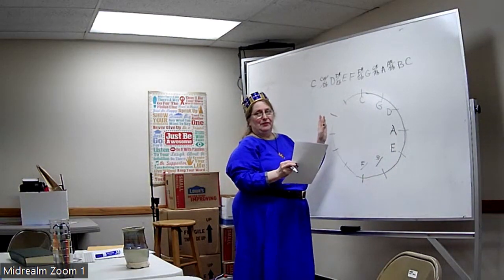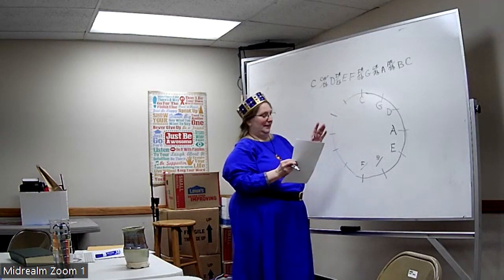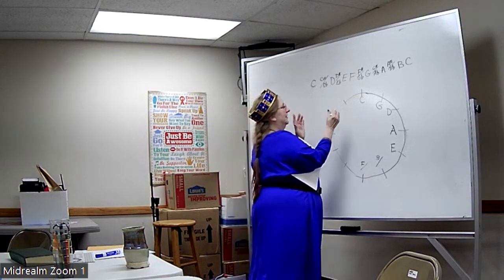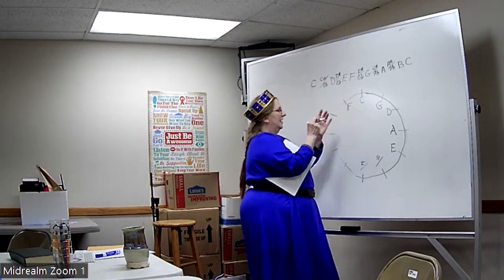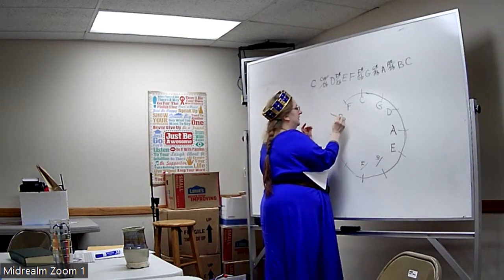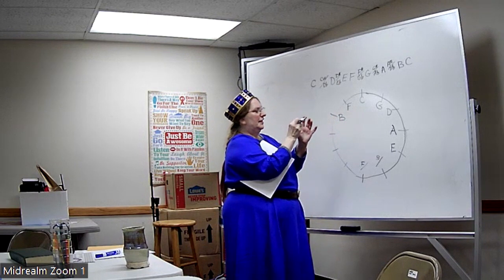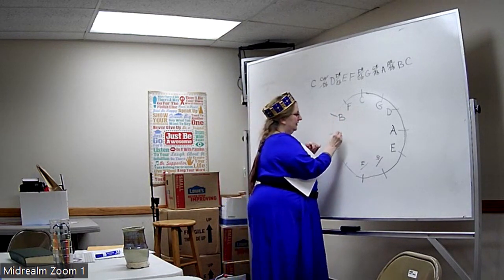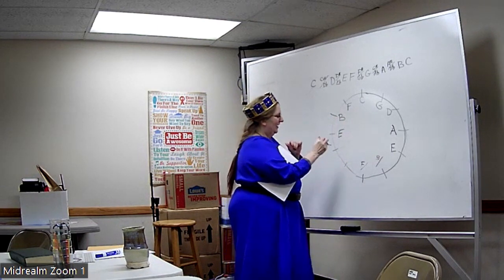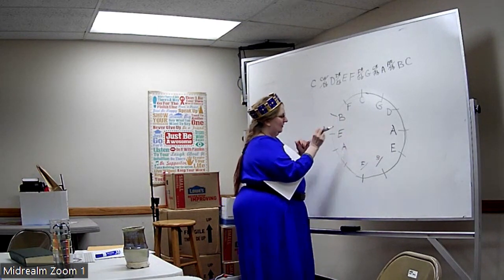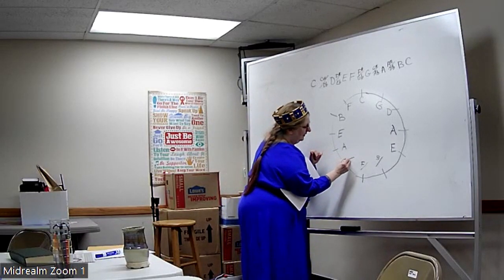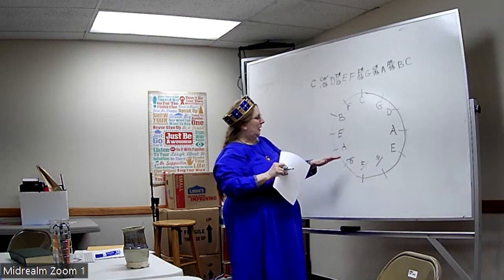Going the other way is the circle of fourths. So it's C, D, E, F. F, G, A, B. B, C, D, E. E, F, G, A. A, B, C, D. And that small one I put below the line.